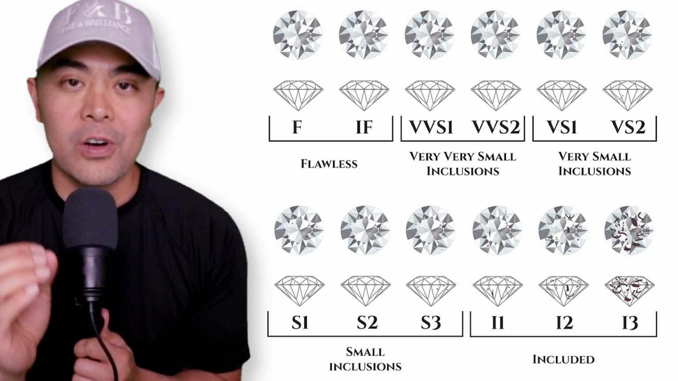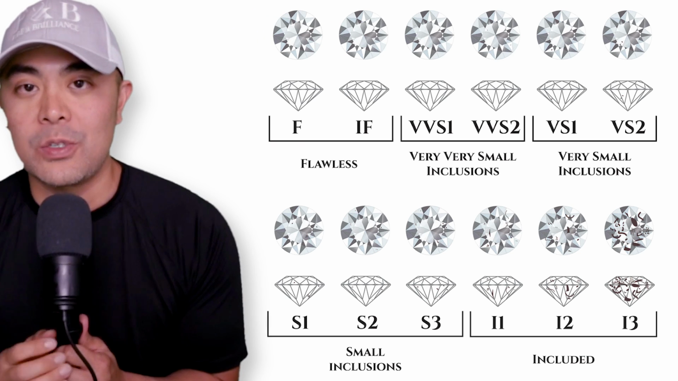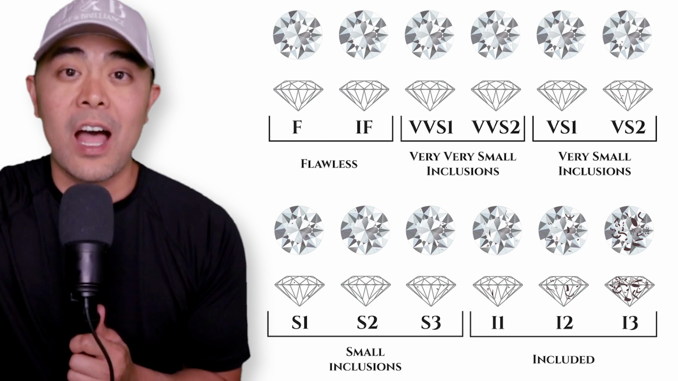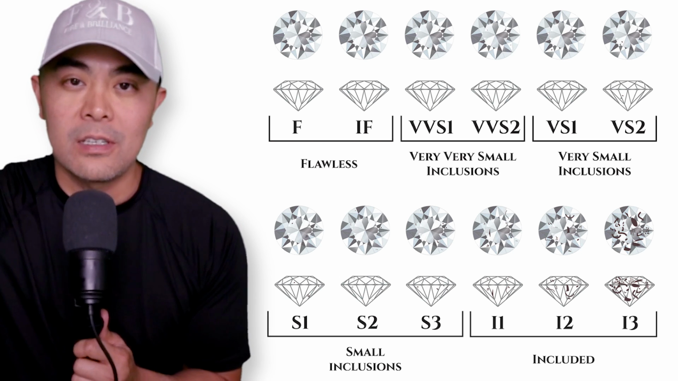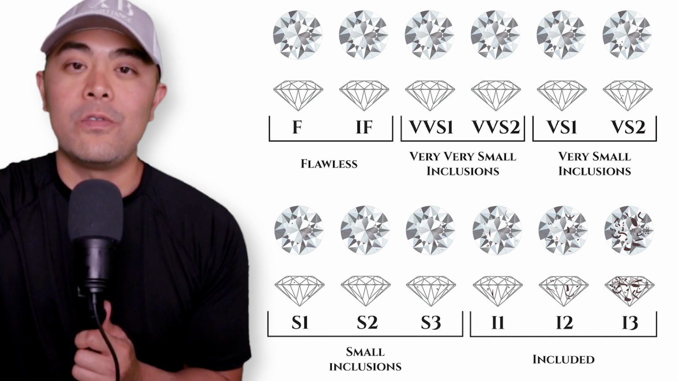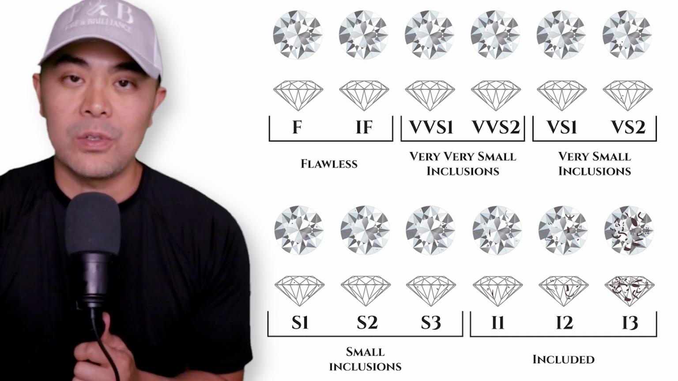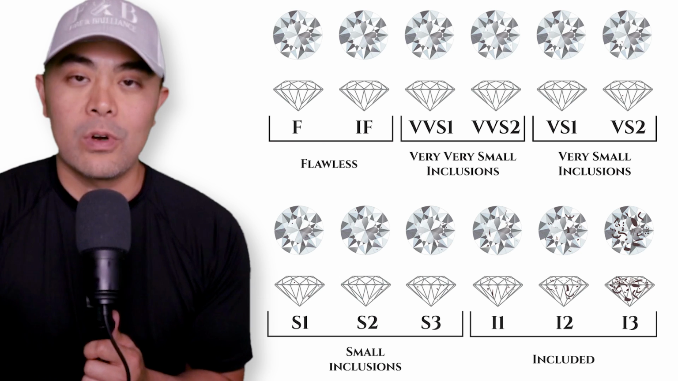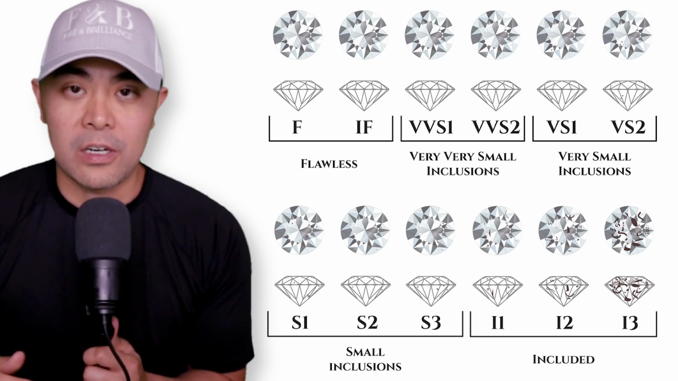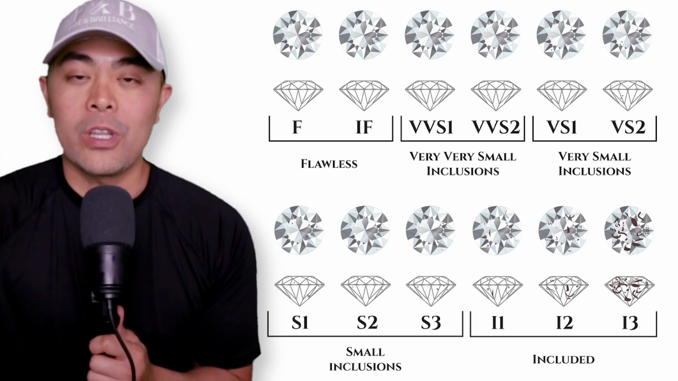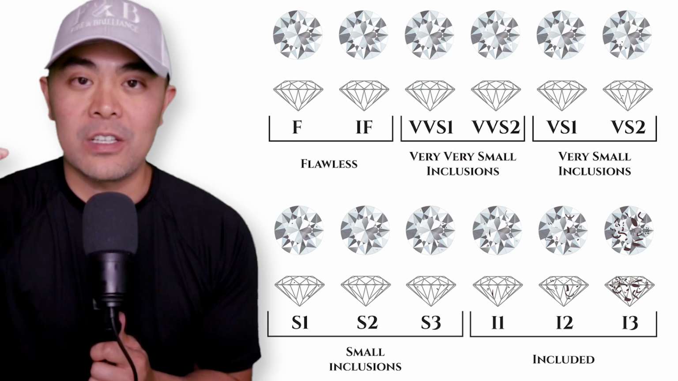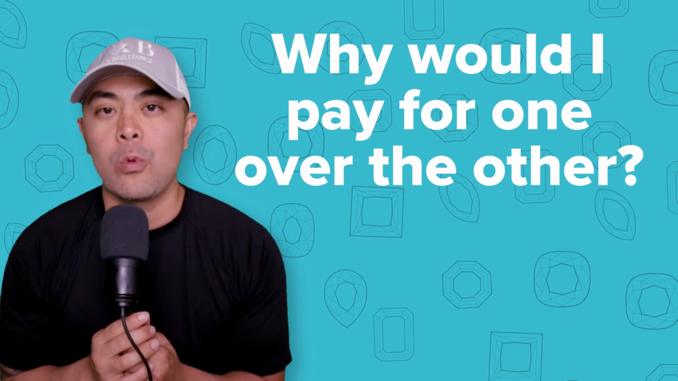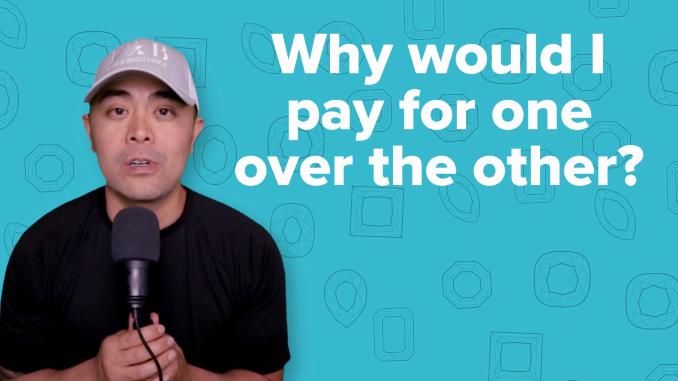Now, when you're referring to a VVS1 or a VVS2, basically these two grades are just right under the top grades. It goes from flawless to internally flawless to VVS1 to VVS2, then VS1, VS2, SI1, SI2, SI3, I1, I2, and I3. So those are all the clarity grades. Now, when you're referring to a VVS1 or VVS2, you may ask, well, what's the difference? Why would I choose one over the other? Why would I pay for one over the other?